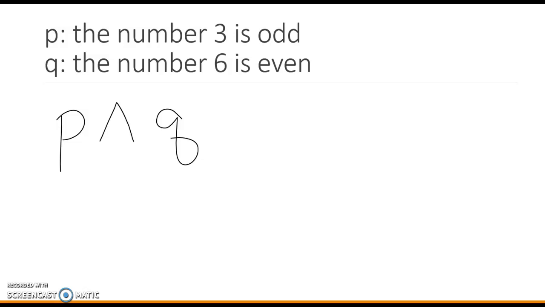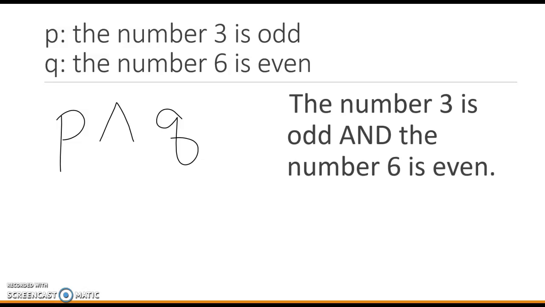Now, what does that look like in English? Pretty simple. You start with P: the number 3 is odd, and the number 6 is even. By forming this in English, we're just putting these two statements together with the conjunction and. You can see the symbolic form on the left and the English form on the right.